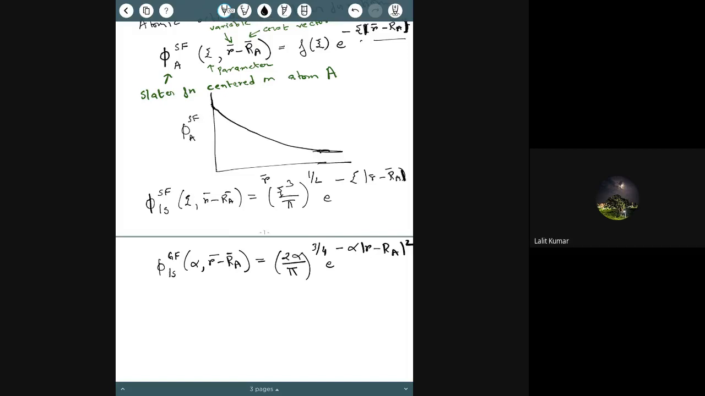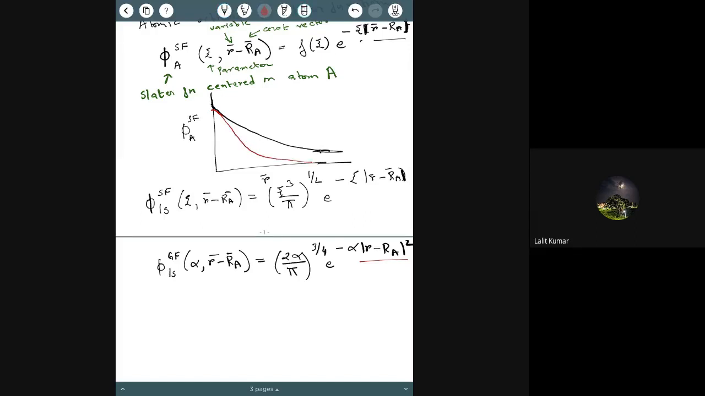Instead of decaying linearly with the distance from the nucleus, the Gaussian function decays quadratically. So what difference does that make to what it looks like? I'll draw it on this function itself. So this will look something like this.